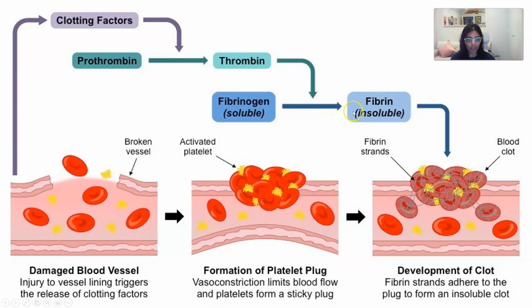Now, I'm showing you this diagram to illustrate that there are other stages, but you don't need to know what they are. All we need to know is that when the blood vessel is damaged, we produce clotting factors, and through a series of reactions we form fibrin. But in order to get there, we need to make sure that we are reducing blood loss.